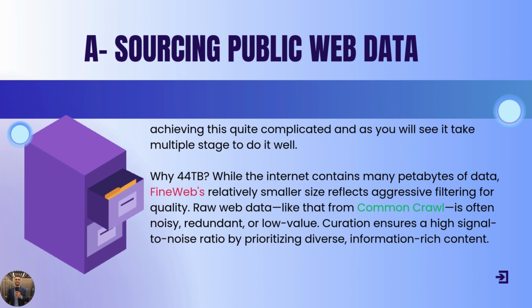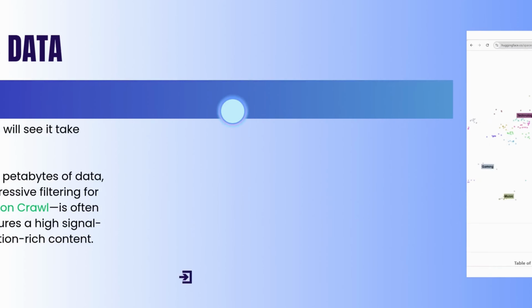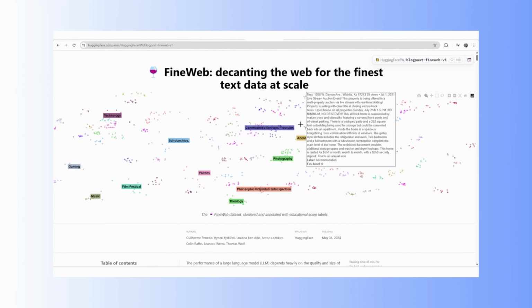Why 44 terabytes? While the internet contains many petabytes of data, FineWeb's relatively smaller size reflects aggressive filtering for quality. Raw web data, like that from Common Crawl, is often noisy, redundant, or low value. Curation ensures a high signal-to-noise ratio by prioritizing diverse, information-rich content. Now, my friend Eva will guide you through and explain what Hugging Face is, as well as what Common Crawl means. Hey Stefan! Thank you for your introduction.